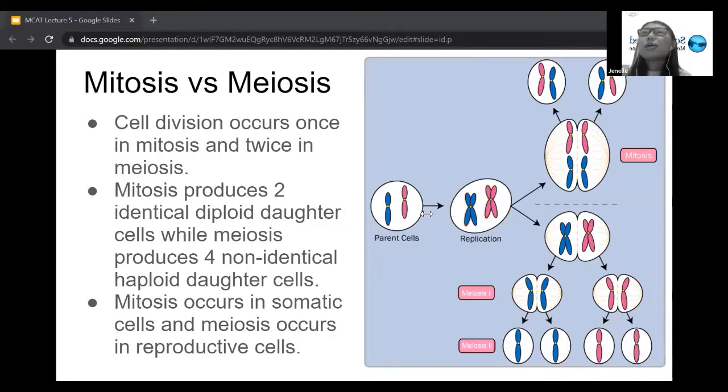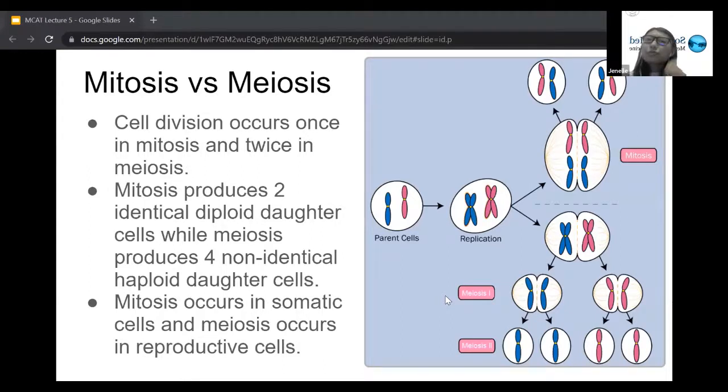One main difference is that cell division occurs once in mitosis and twice in meiosis. If you remember, there's the meiosis 1 and meiosis 2 part. Mitosis produces 2 identical diploid daughter cells, while meiosis produces 4 non-identical haploid daughter cells. You can see here the top and then the bottom. Also, the genetic material is identical in mitosis. That is not the case in meiosis, because in meiosis there are processes like crossing over.